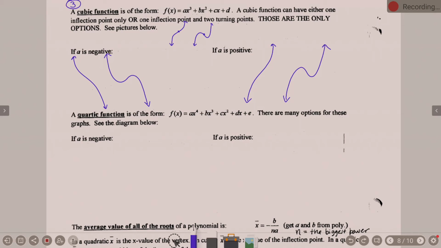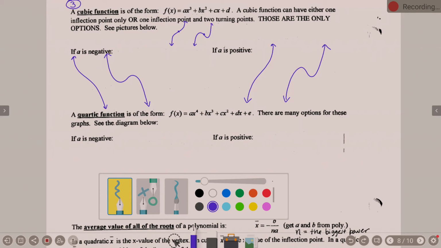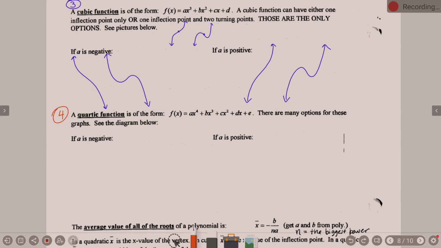Okay, so you have some ideas there, right? A quartic function. What's quartic mean? Right. Quartic, we are talking about a power of 4, or a degree of 4. A quartic is of the form f of x equals ax to the fourth plus bx cubed plus cx squared plus dx plus e. There are many options for these graphs.